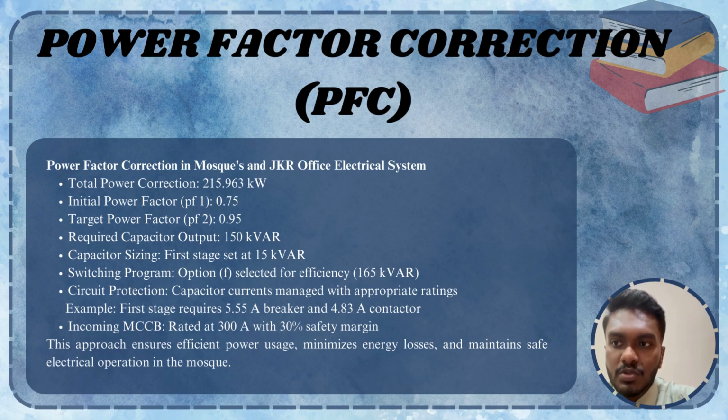The selection of a switching program is crucial, with program F chosen for its efficiency in achieving 165 kVAr with fewer stages compared to the other option.